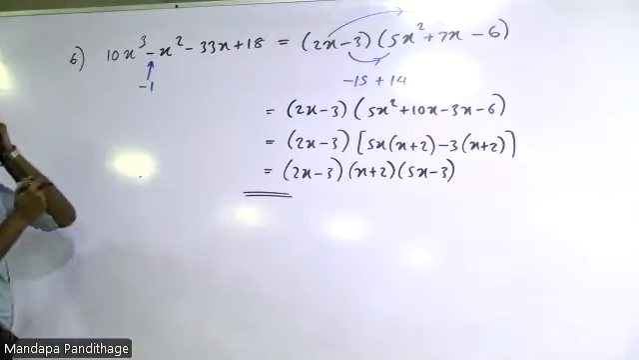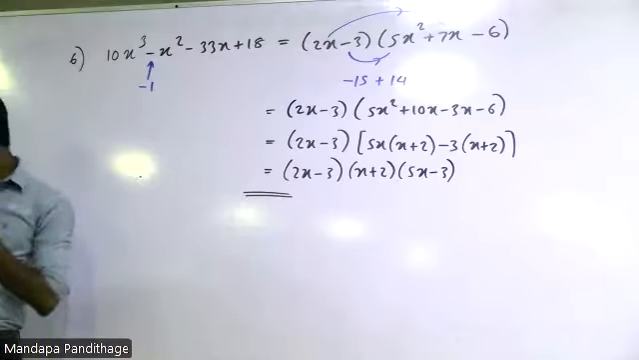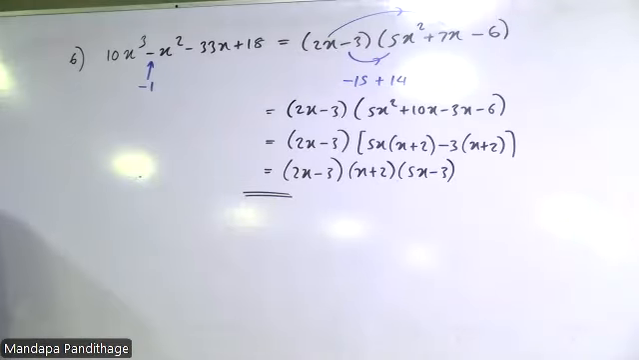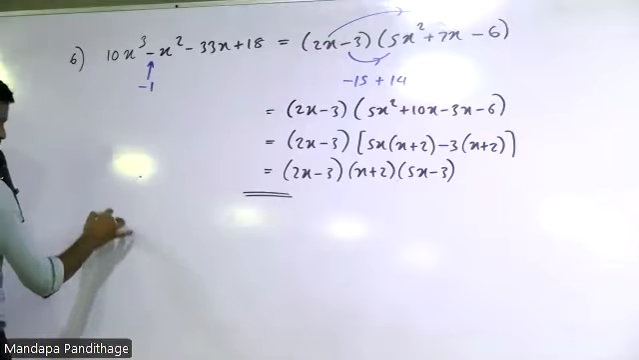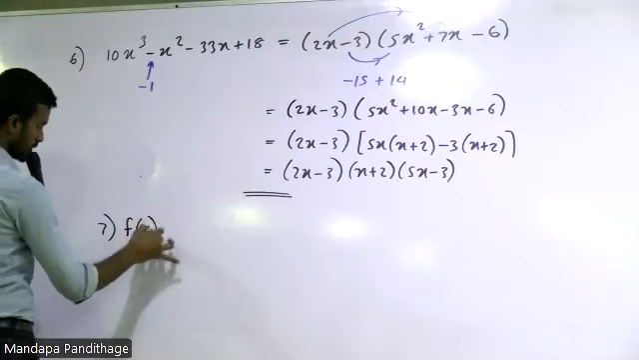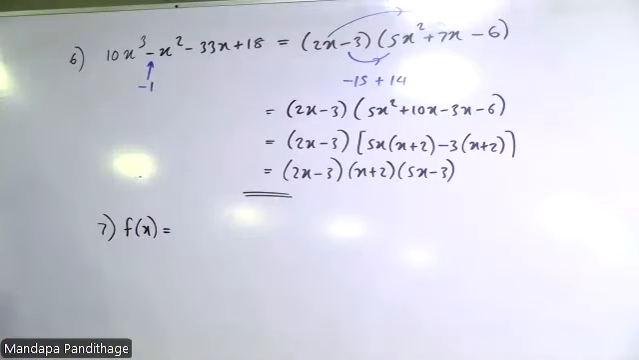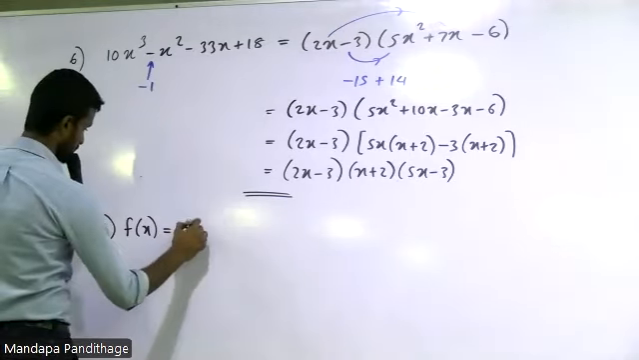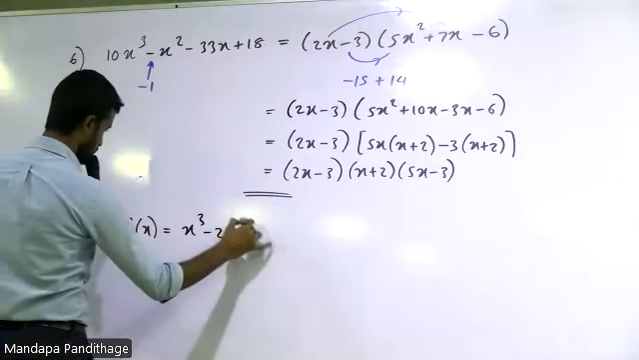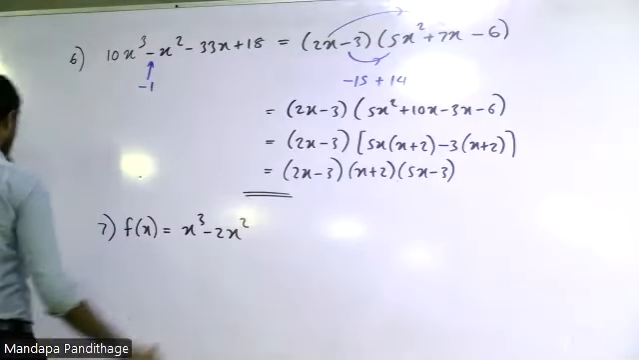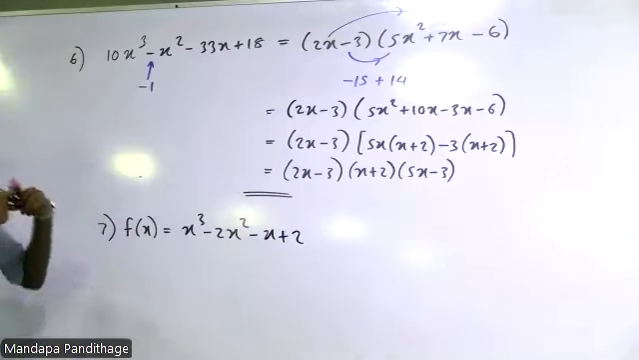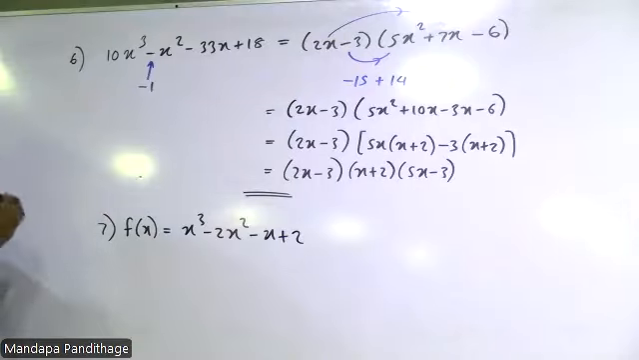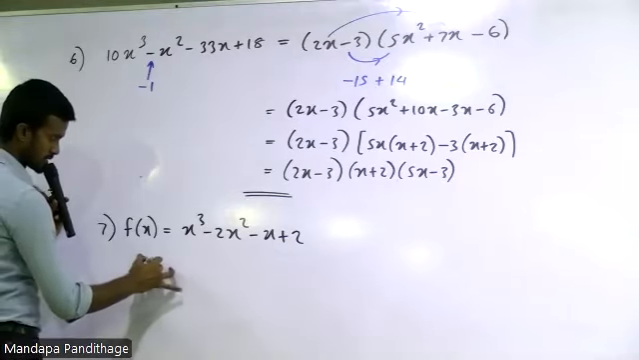Clear? Okay, question number 7, we are supposed to show that x minus 1 is a factor. They haven't named the polynomial. If they haven't named it, I told you to name it f(x). It's x cubed minus 2x squared minus x plus 2. First I'm supposed to show that x minus 1 is a factor. If you want to show x minus 1 is a factor, consider x equals 1.